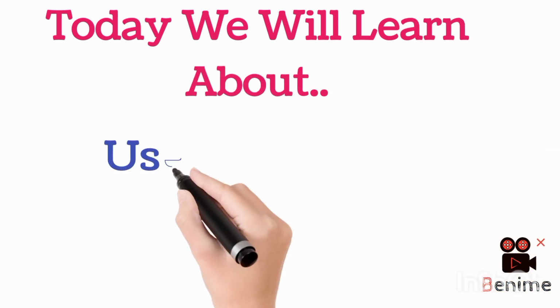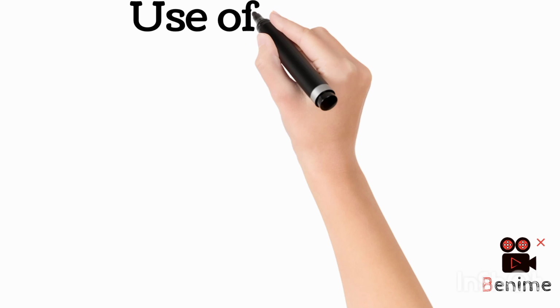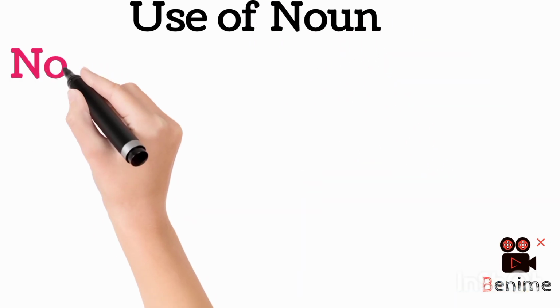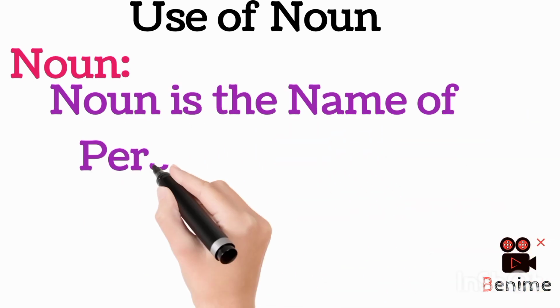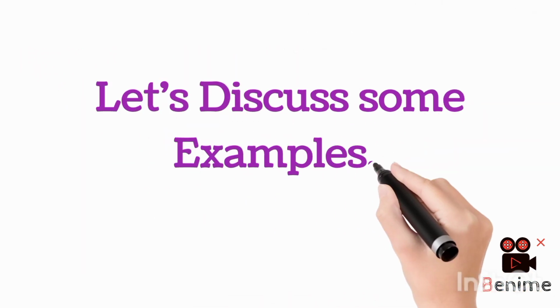Today we will learn about uses of noun. Noun is the name of person, place or things. Let's discuss some examples.